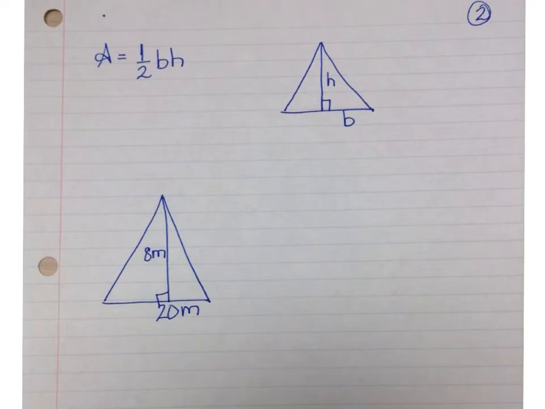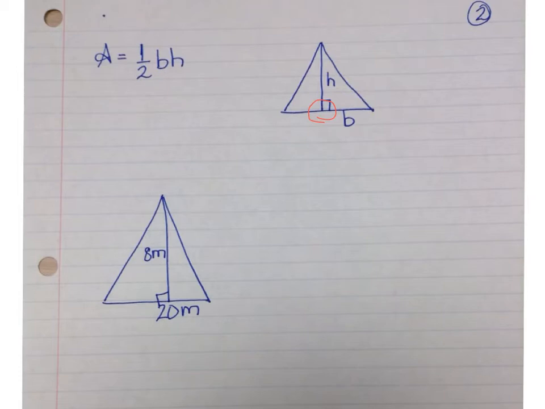Okay, so we know that the area of a triangle is 1/2 base times height. Now the base is always at the bottom where the right angle is, and then the height comes directly off of that. So you have to find the right angle. The height is not a side of it. It's straight up from the base where the right angle is, straight up to the other vertex.